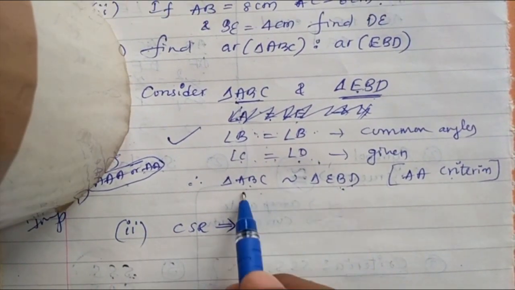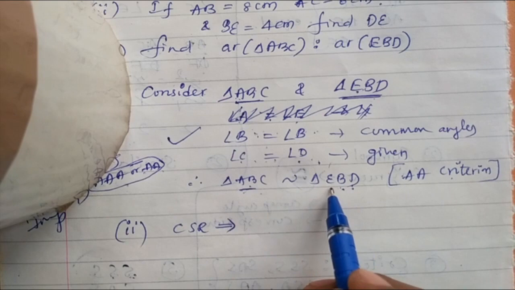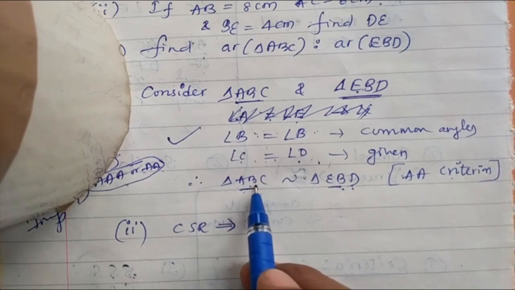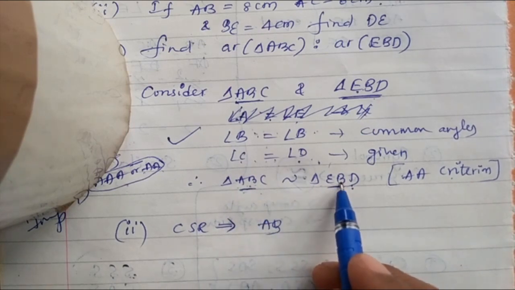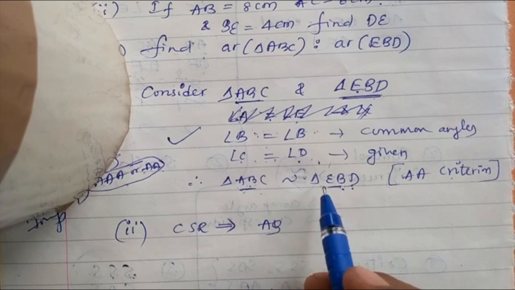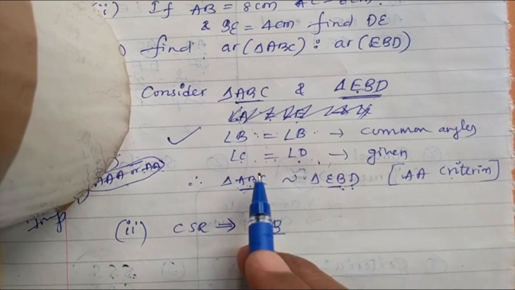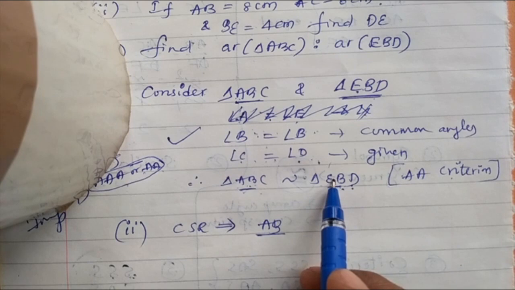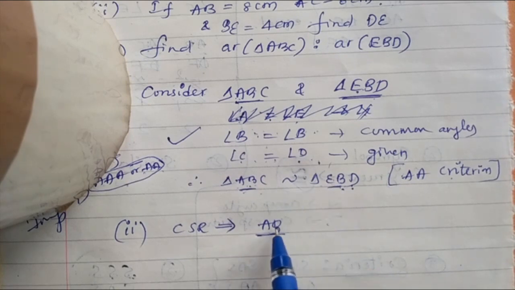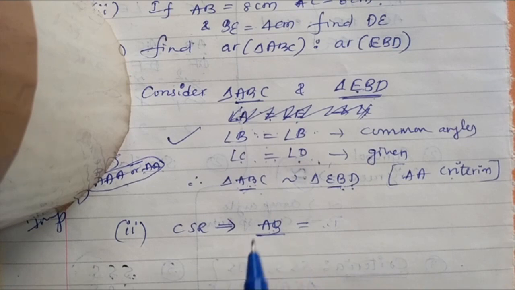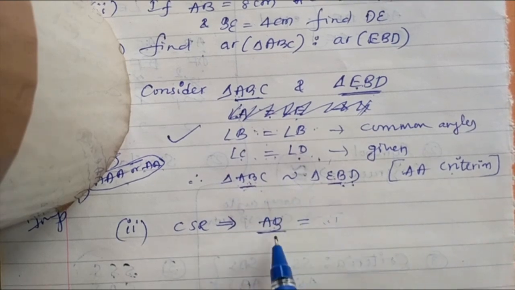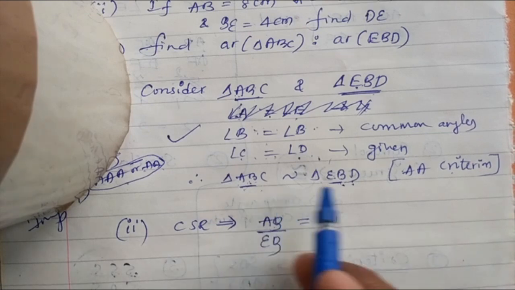So already we proved the two triangles are similar. You choose the first two letters from the first triangle and the first two letters from the second triangle. AB here, and EB here. So AB and EB are corresponding sides. As you know, corresponding sides are not equal, they are in ratio. AB is the side of the first triangle, EB is the side of the second triangle. You should not write them equal. If you write AB equal to EB, it means CPCT, it goes to congruent triangles. Here we are following similarity of triangles, so don't write AB equal to EB. Sides are always in ratio.